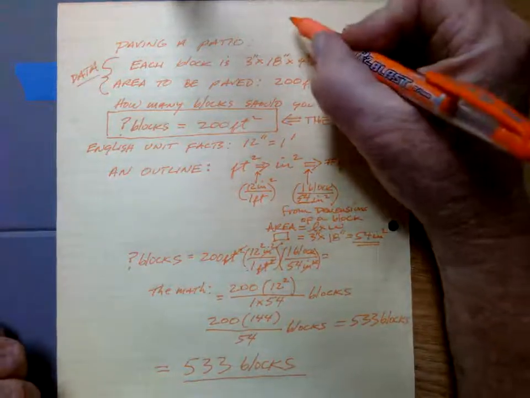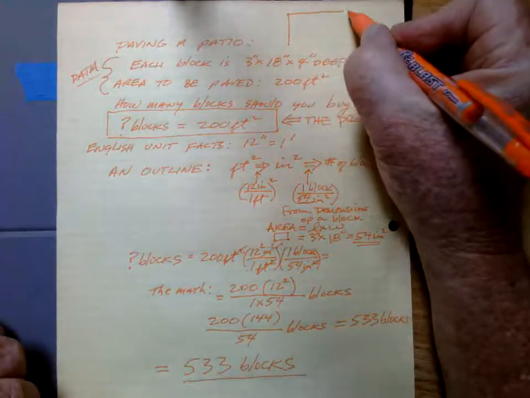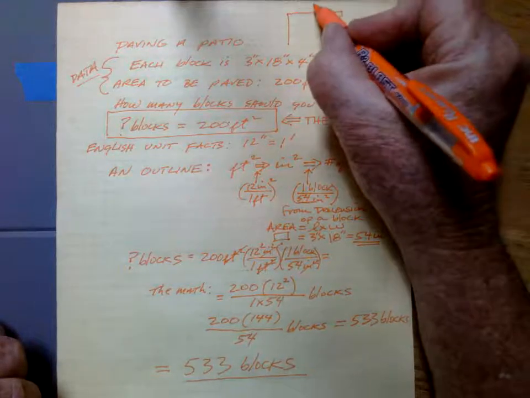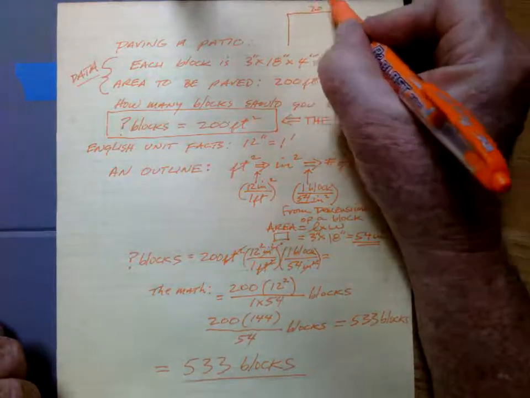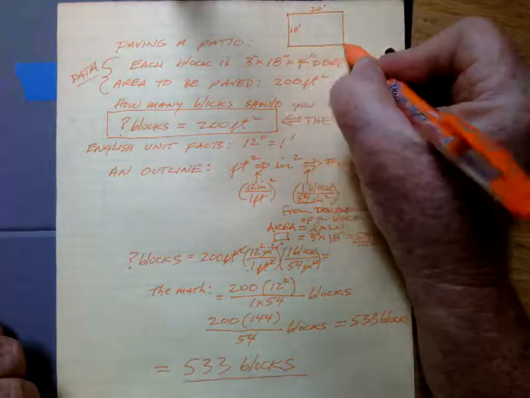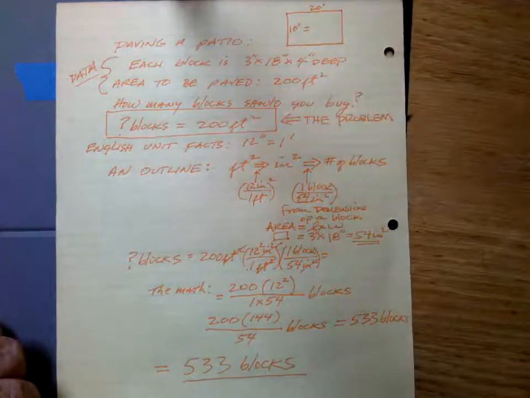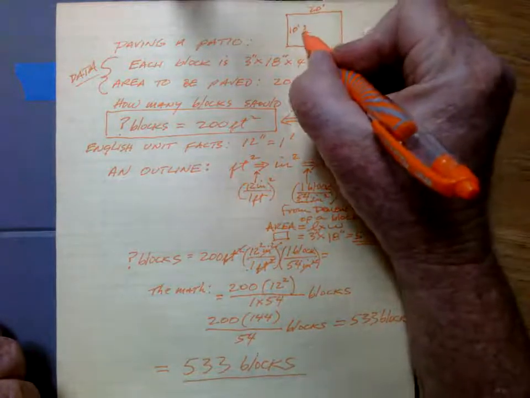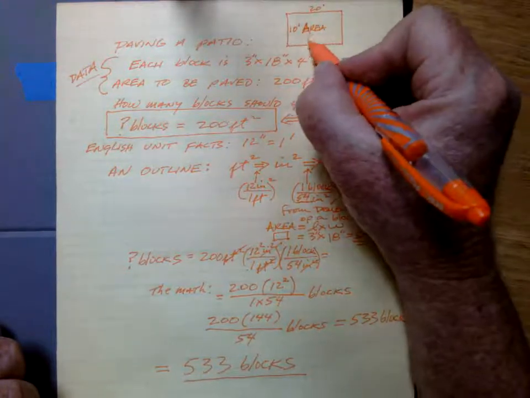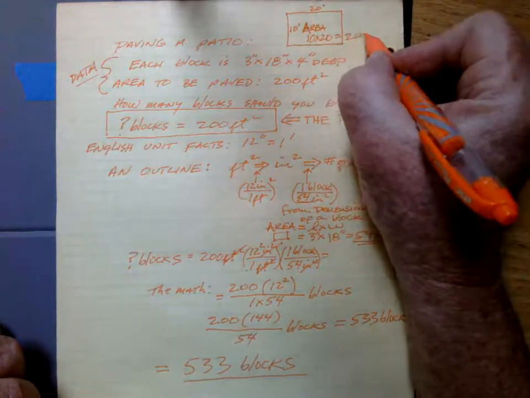So this would be like a rectangle that is, let's see, 20 feet on one side and 10 feet on the other. So that would have an area, because you multiply the length times the width, of 10 times 20, 200 square feet.